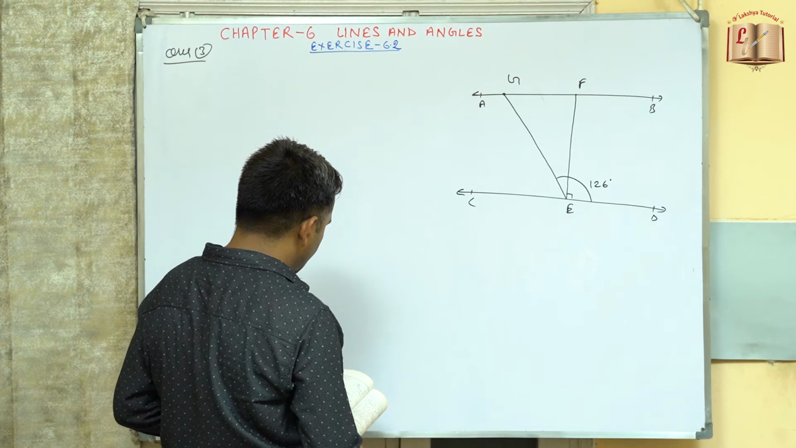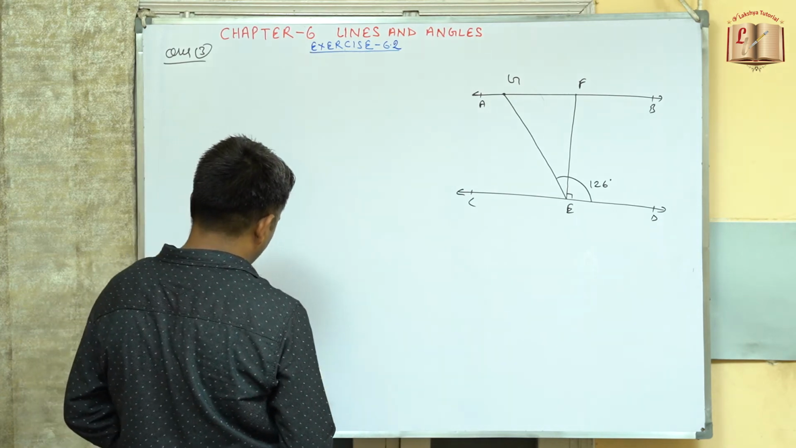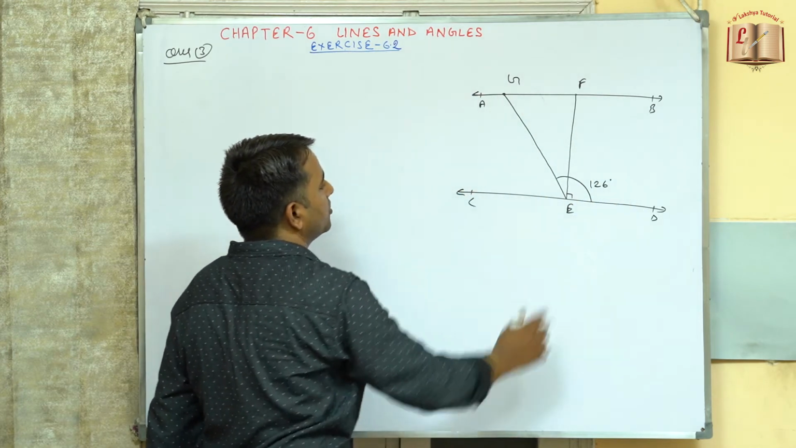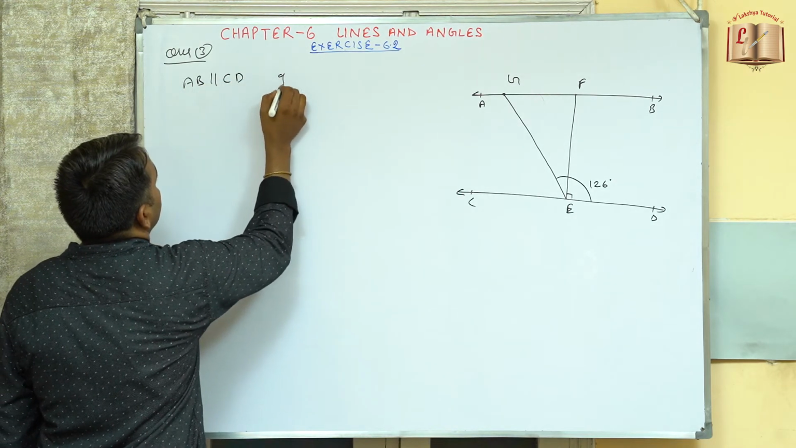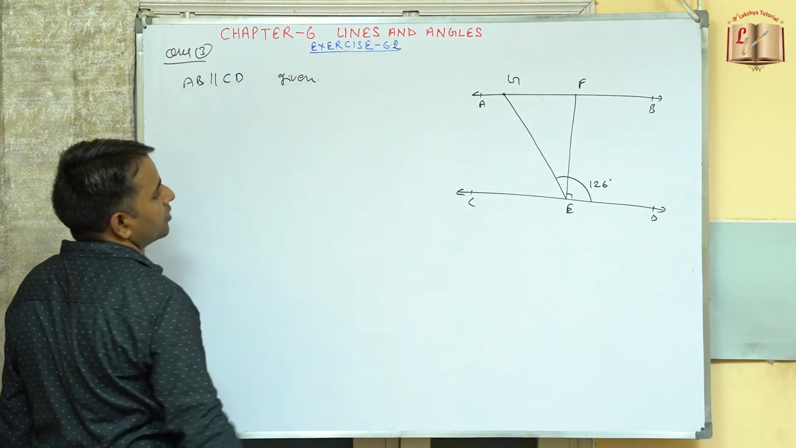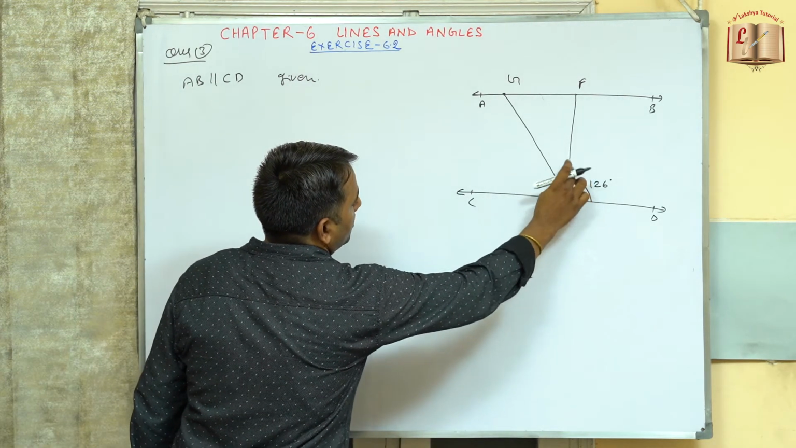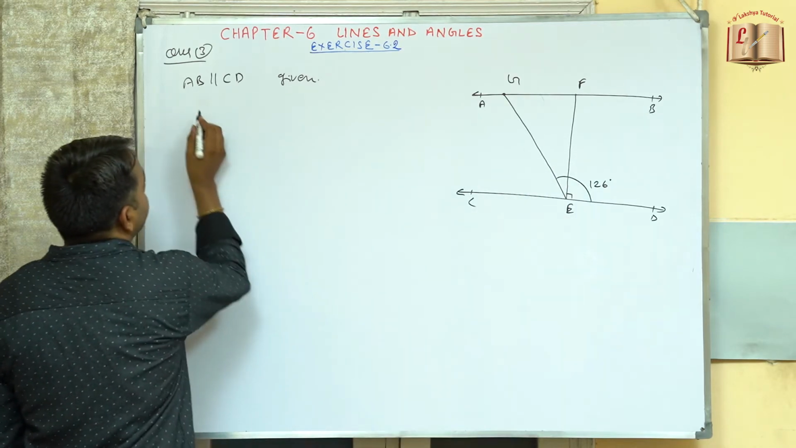So 126 is already given to us. And AB is parallel to CD. This is given to us. So this angle, this complete is given 90 degree. So this will be now 90 degree.